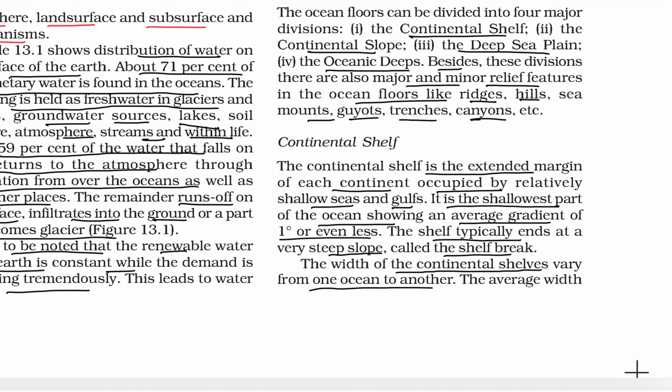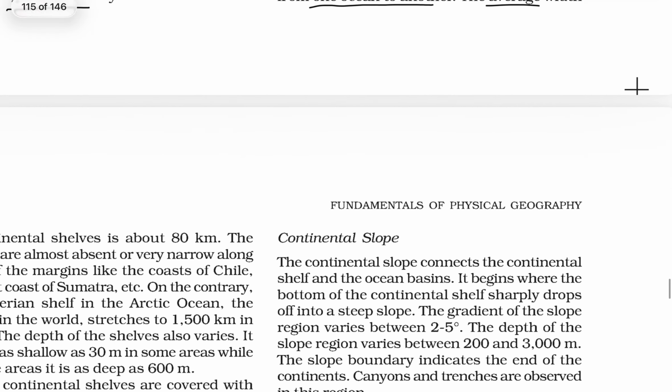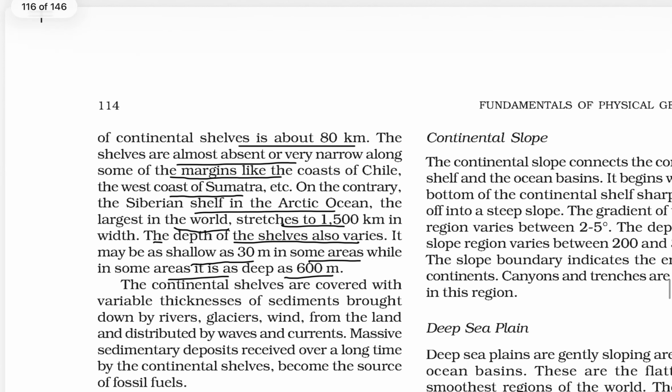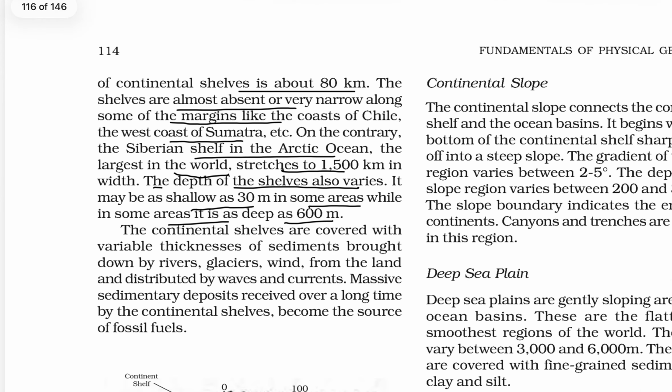The width of the continental shelves varies from one ocean to another. The average width of the continental shelf is about 80 kilometers. The shelves are almost absent along some margins, like the coast of Chile and the west coast of Sumatra. On the contrary, the Siberian shelf of the Arctic Ocean is the largest in the world, stretching over 1500 kilometers in width. The depth of the shelves also varies. It may be as shallow as 30 meters in some areas, while in others as deep as 600 meters.